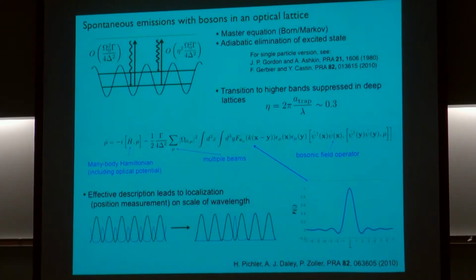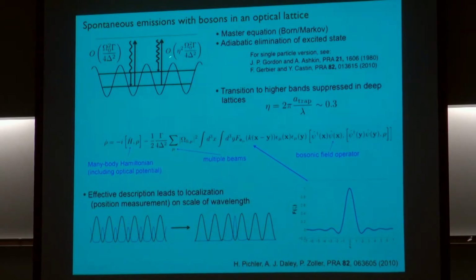However, this is typically suppressed in the sort of deep optical lattices that we have in an experiment. You have a Lamb-Dicke parameter that comes into calculating these rates, which is basically the ratio of the trap length for an atom sitting in the optical lattice to the wavelength of the photons that are being scattered. And if you look at this ratio, it's about 1/3, or a little bit smaller, for lattices that are about 7 to 10 recoils in depth.